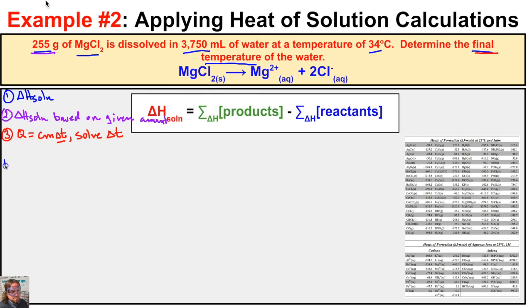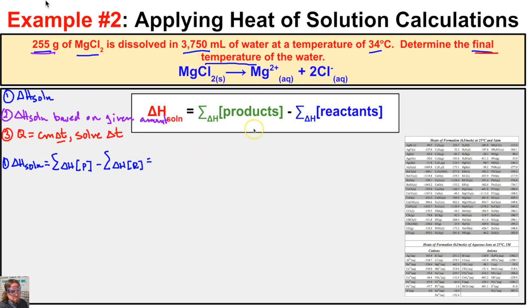In step one, what we're going to do is calculate the heat of solution. And so to get our heat of solution, here's our formula right here. We're going to have to take the sum of the enthalpy of our products, and we're going to have to subtract the sum of the enthalpy of our reactants.